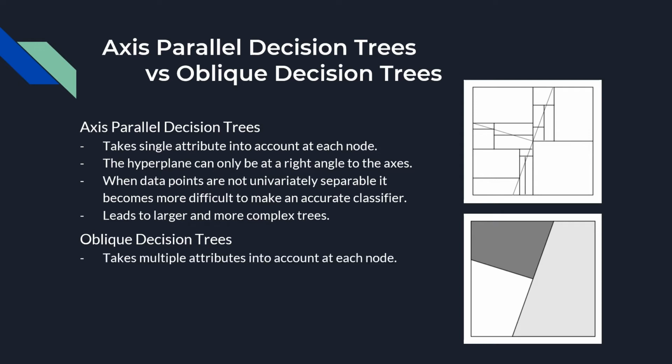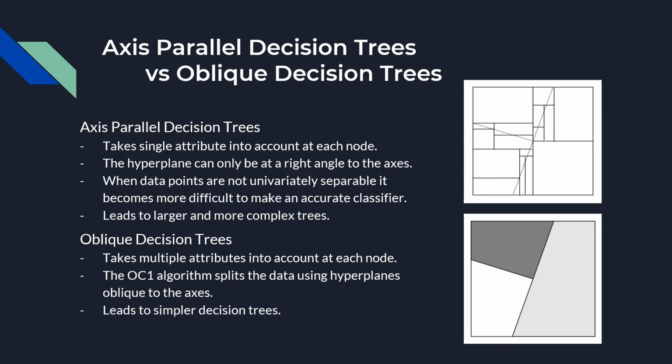In contrast, an oblique decision tree method like OC1 tests a linear combination of real attributes at each internal node to make a decision split. When tests are performed with this method, they create hyperplanes at an oblique orientation to the axes. This leads to simpler decision trees. This bottom figure shows the oblique splits for classifying the example dataset.